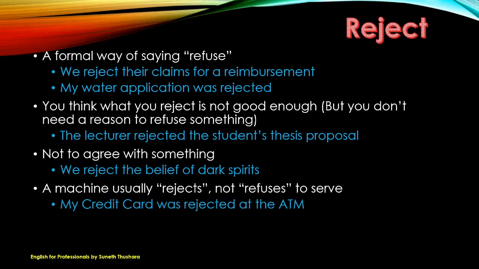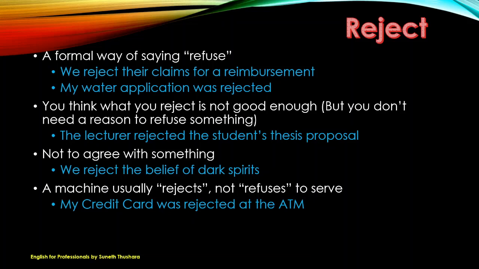Why? Because a human can refuse, because he is a human being and he has his own feelings, so a human being does not have to give a reason to refuse. But a machine has no feelings, no brain, so if it is going to refuse something there should be a reason. Therefore a machine usually rejects. My credit card was rejected at the ATM. You can't say my credit card was refused at the ATM. No, it's wrong.